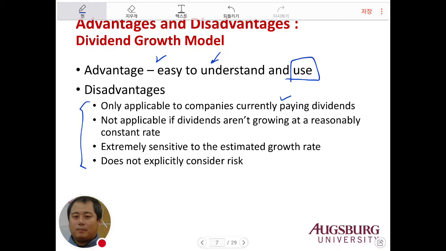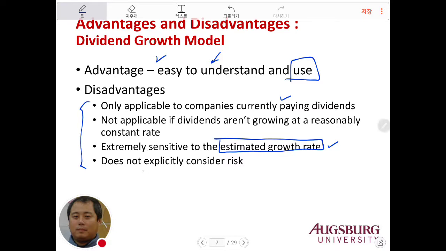And also, it's not applicable if the dividend growth rate is not reasonably constant, which means that sometimes the dividend policy is fluctuating. Dividend growth rate may fluctuate. Then we cannot use this model. Also, it's extremely sensitive to the estimated growth rate because you basically just increase by any percentage point by adding to the growth rate pretty easily.